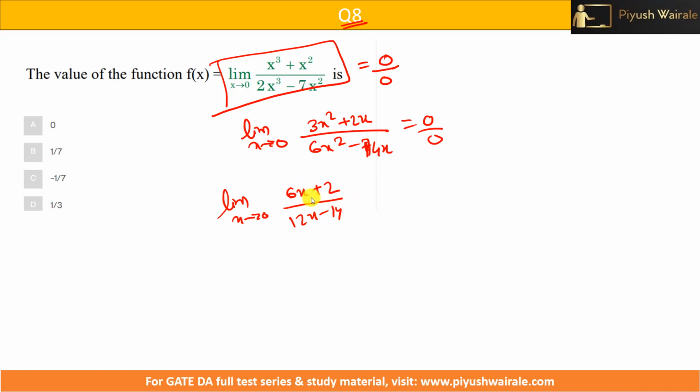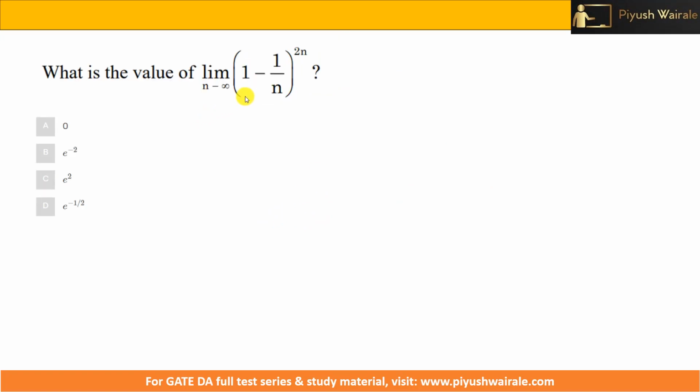Again try to put 0. What are you getting? 6 into 0 is 0, and 2 by minus 14 is basically minus 1 by 7. So the answer will be option C. Simple. Within 1 minute you can solve this question, right? Okay, so this is question number 9.